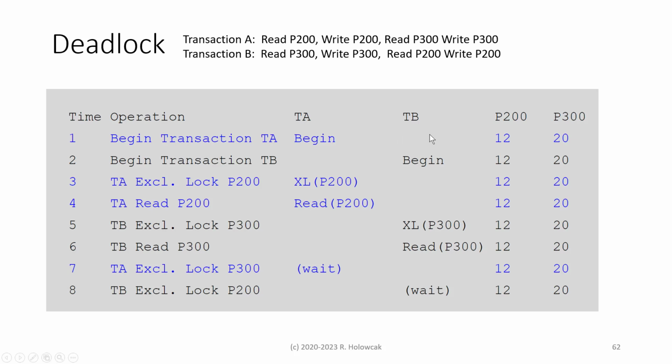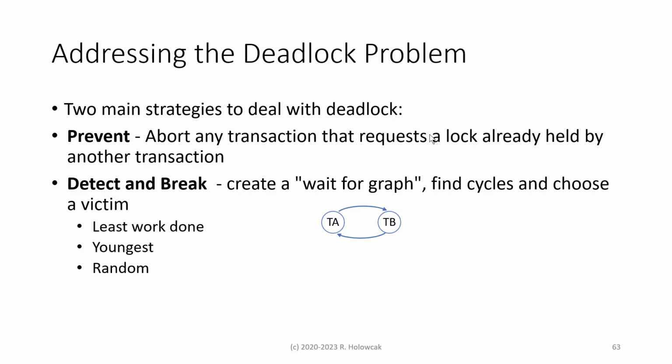So what can we do about this deadlock situation? There are two main strategies to deal with deadlock. The first is to prevent deadlock from happening in the first place, and the second is to detect deadlocks and to break them. Prevention is a little bit of an extreme position to take. Basically, we say, to prevent deadlock, abort any transaction that requests a lock already held by another transaction. This is sometimes called the no waiting protocol.